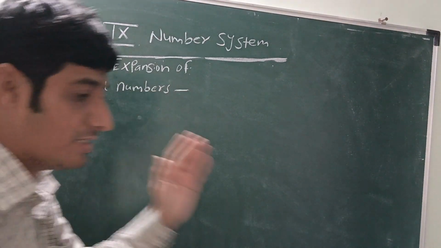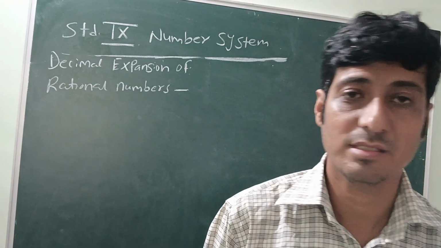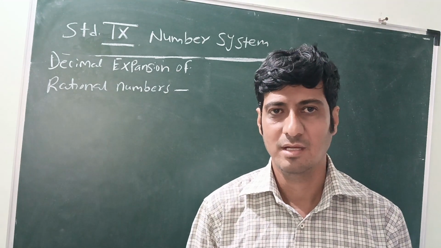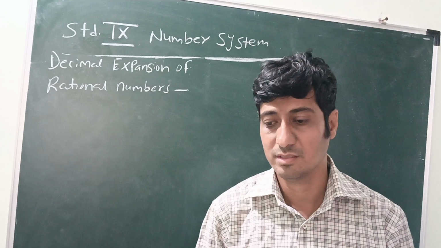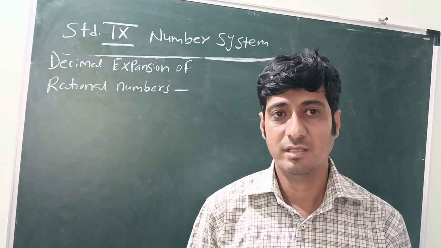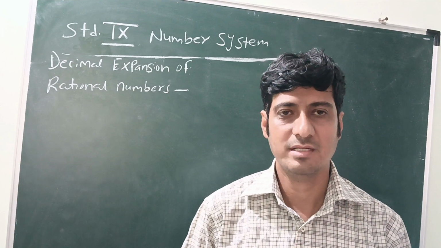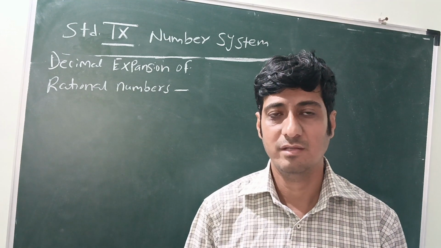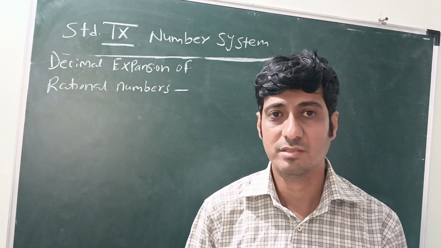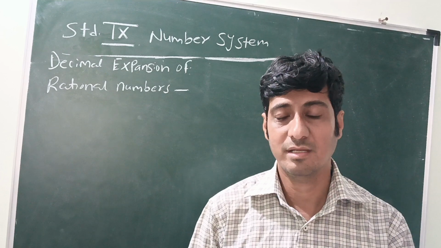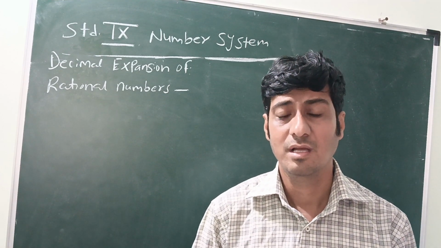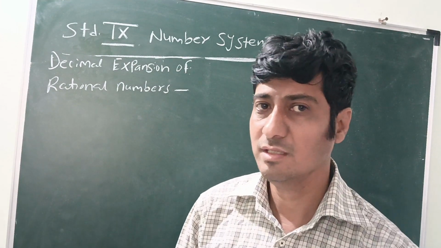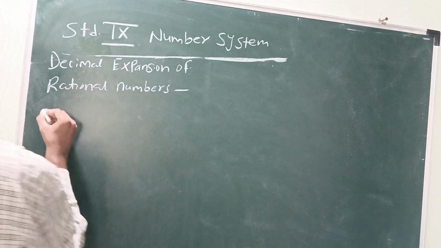Now, in decimal expansion of rational numbers, there are two cases. Case 1 is terminating rational numbers and case 2 is non terminating rational numbers. Whenever the remainder is zero, it is a terminating rational number. And even if the remainder is not zero and the numbers are repeated, that is known as non terminating rational numbers. So let's take the examples of it.